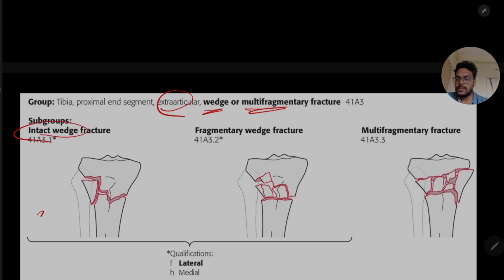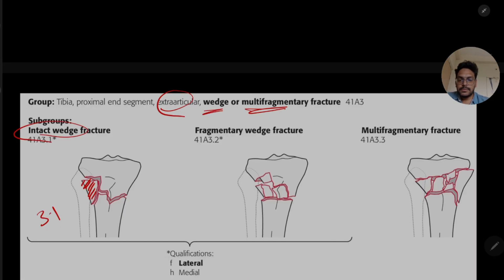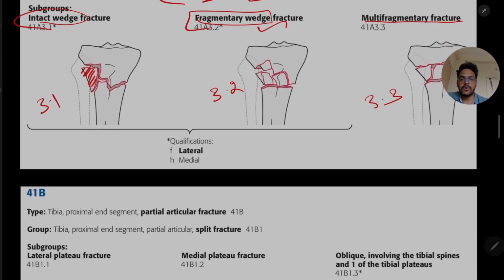If it is an intact wedge, it is 3.1. Here the wedge is intact. If the wedge is getting broken, then it is 3.2, that is a fragmentary wedge. If the wedge is getting fractured, it is a fragmentary wedge, and if it is a multifragmentary fracture of the metaphysis, it is 3.3. So this is extra-articular.